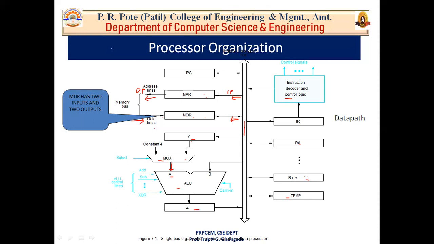When we load the instruction in the IR register, our fetching phase completes and we start decoding that instruction. During the decoding phase, if the processor gets to know that we have to perform subtraction, that subtraction is done by the arithmetic and logic unit with the help of this instruction decoder and control logic, because it will generate control signals for that particular subtraction operation.